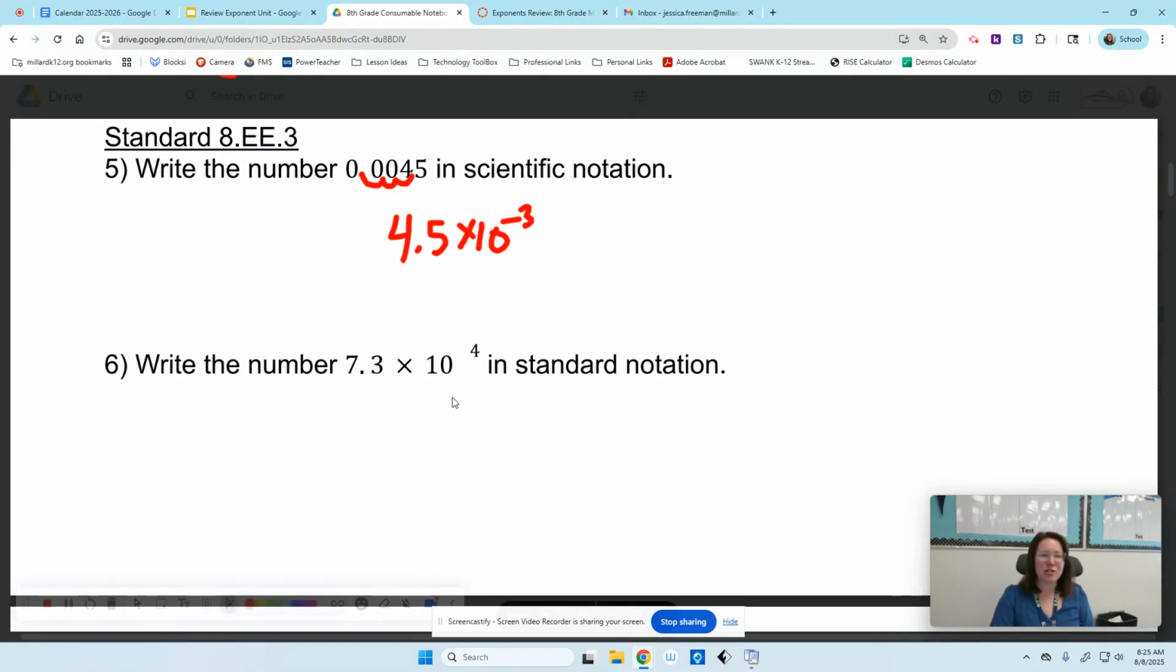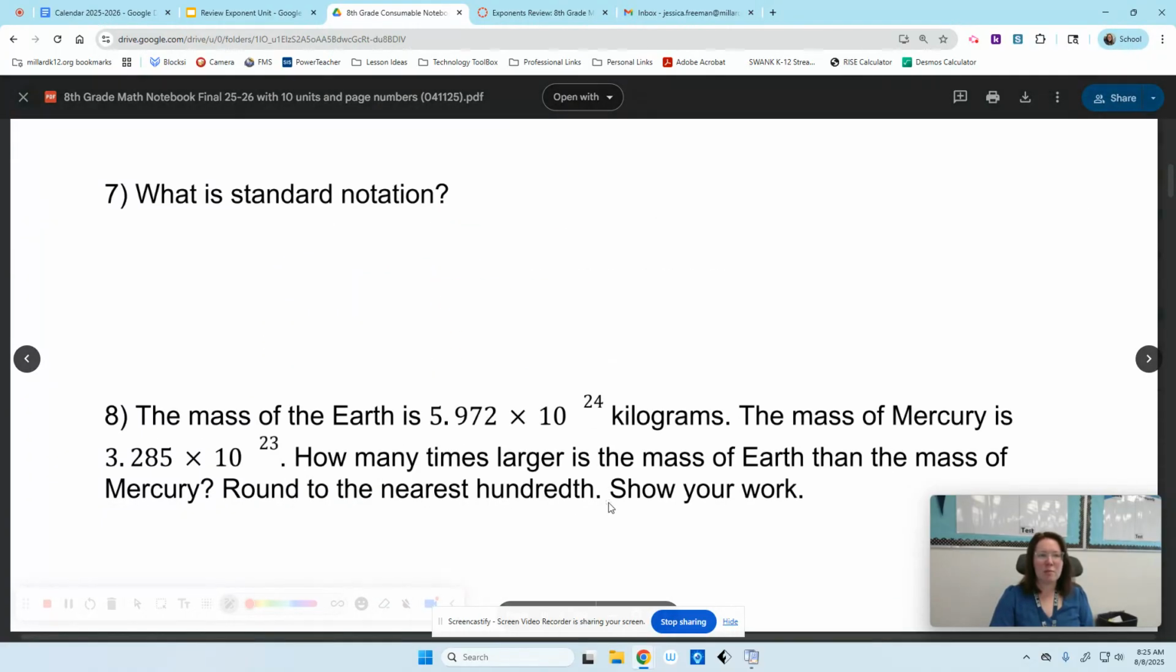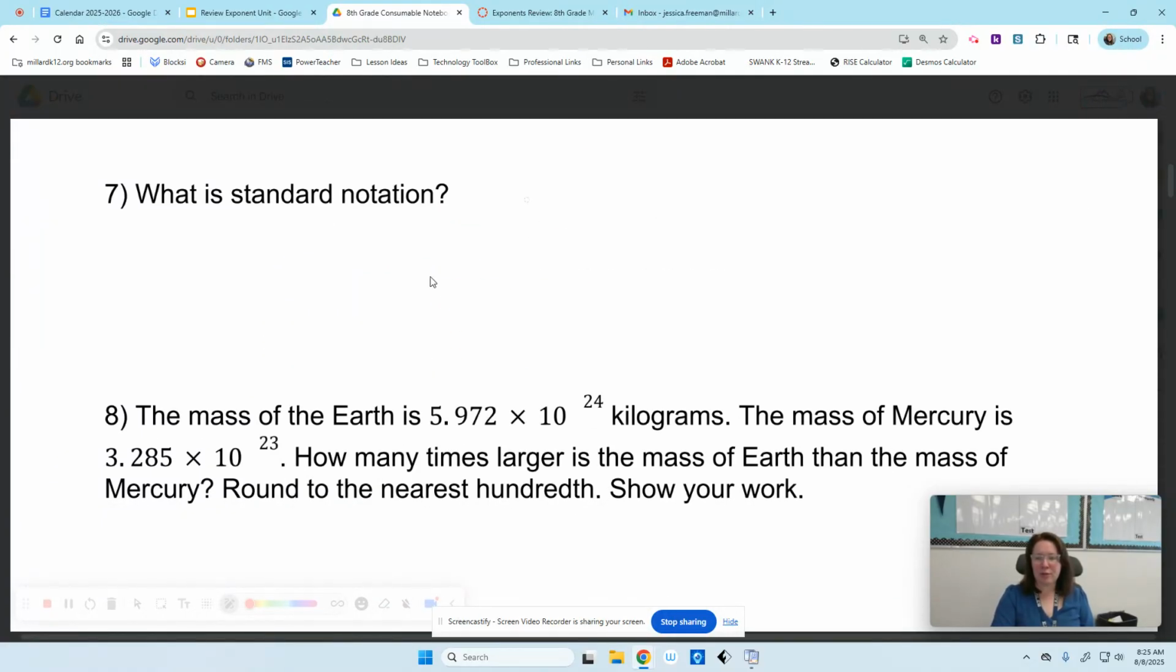Write this number in standard notation. Well, you could just type it in your calculator and click enter, but let's just say you get a giant number you can't type in the calculator and click enter. Then you just move the decimal 1, 2, 3, 4, because there's a 4 there. And I fill all these in with zeros, so it becomes 73000. Pause whenever you need to. What is standard notation? Normal numbers. Right? That's the normal way that we all have been writing numbers up until like this unit, right?